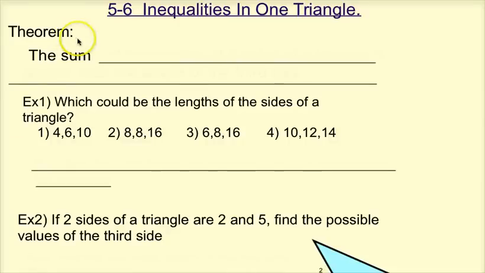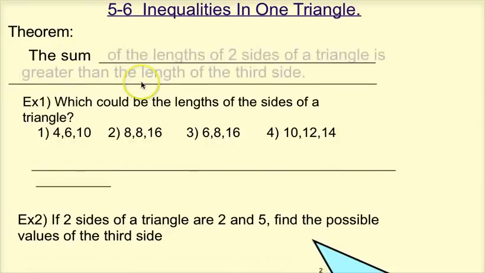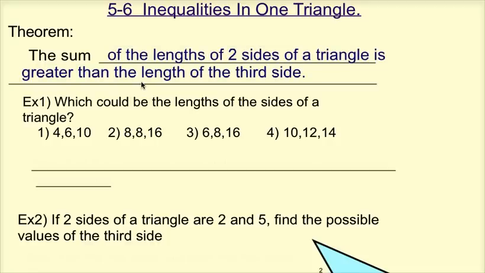The first theorem that we're going to look at is: the sum of the lengths of two sides of a triangle is greater than the length of the third side. So the first theorem says the sum, which means to add, of the lengths of two sides of a triangle must be greater than the length of the third side. So if you add any two sides of a triangle, that sum has to be greater than the third side.